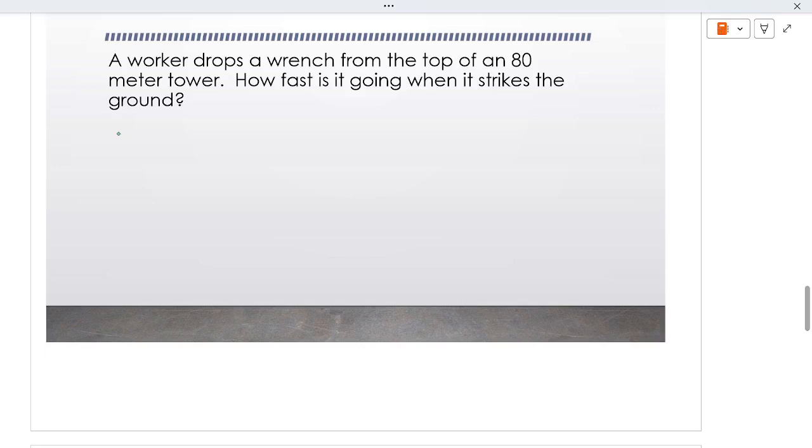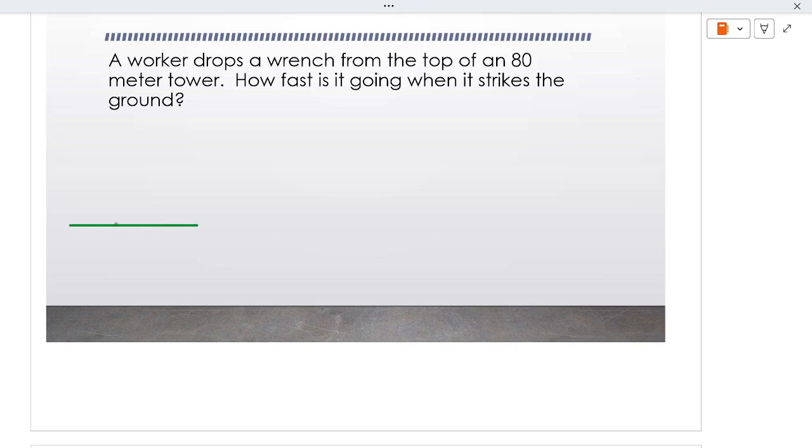Good morning. Today we're going to look at what happens when an item is dropped from a height and falls. So just a basic vertical motion question. In this case, we have a worker who drops a wrench from the top of a very tall tower.